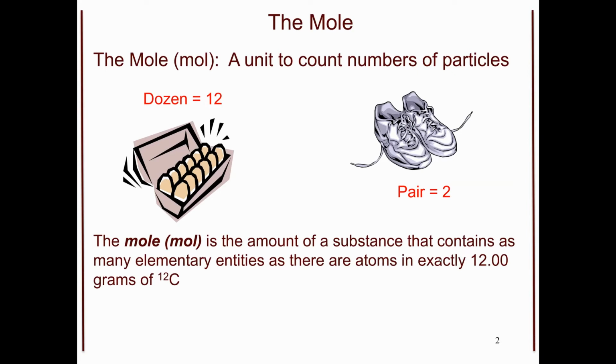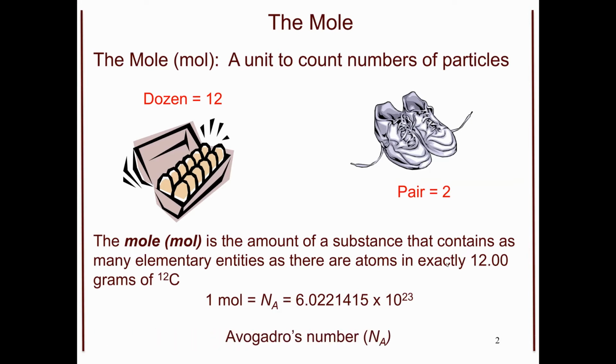It is the amount of a substance that contains as many elementary entities, that could be particles, it could be atoms, it could be anything. Entities means just a typical quantity, as there are atoms in exactly 12.00 grams of carbon-12. So 1 mole equals Na. Na is what we call Avogadro's number. This is the individual who studied this amount and determined this amount.